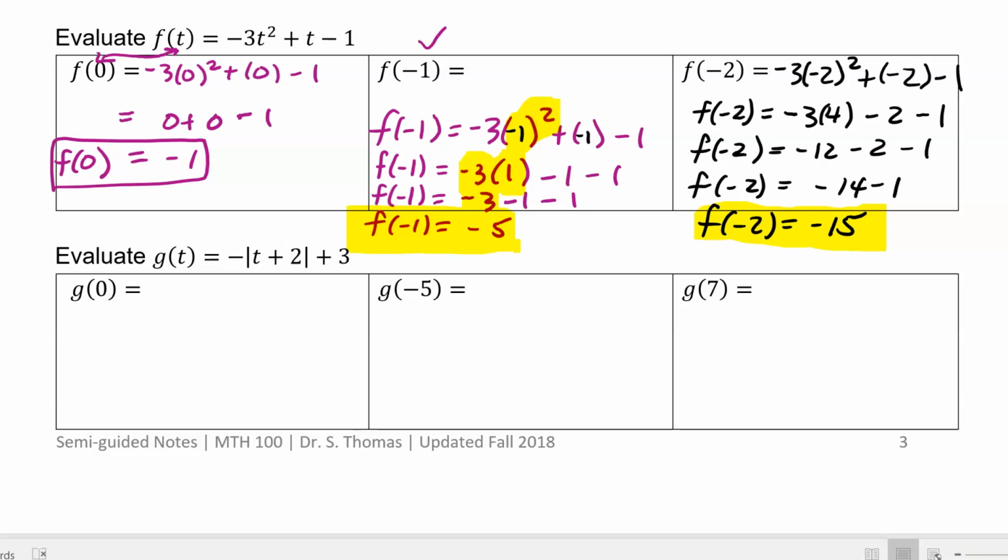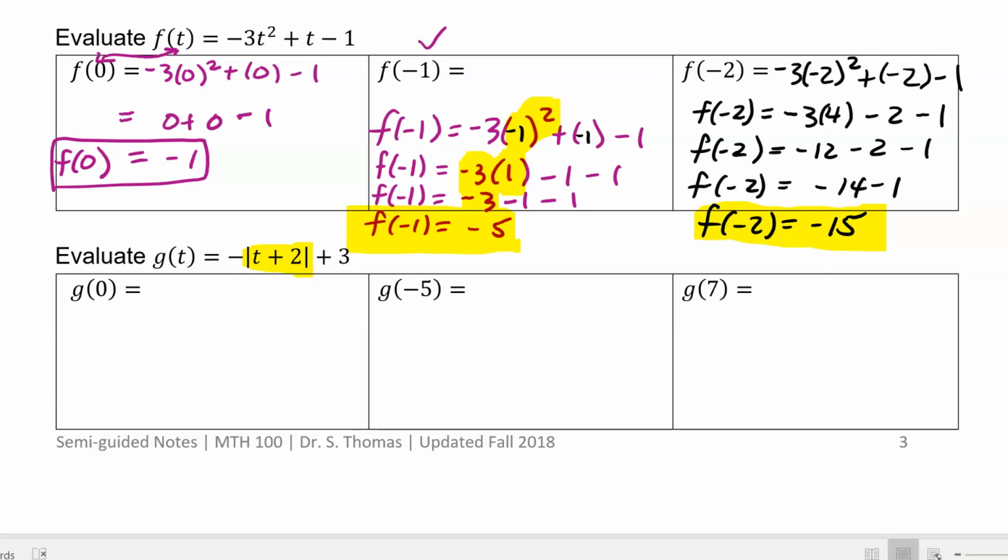We have g of t equals negative absolute value of t plus 2, then plus 3. Those vertical lines are absolute value signs. And absolute value is just the distance between that number and 0 on the number line. So absolute value will always be positive because it means distance. All right, so let's get started.